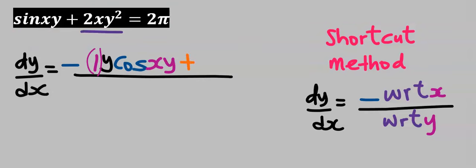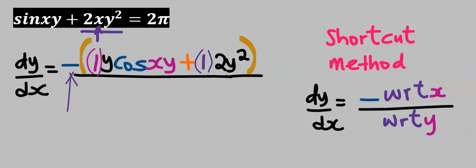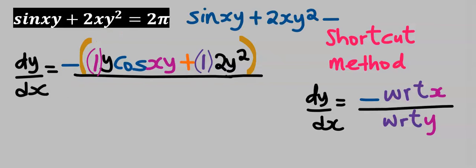Next, in this function, I will differentiate x and I will have 1. However, I will ignore 2y squared. Because of the presence of this negative, everything here will be in brackets. If you differentiate 2 pi, it is 0 because it contains neither x nor y.